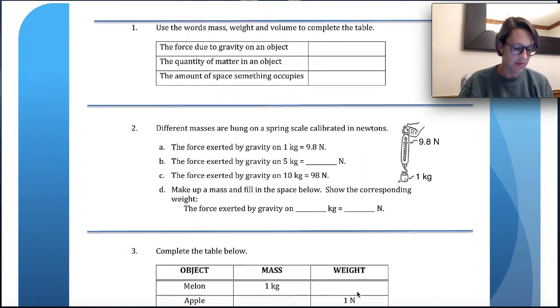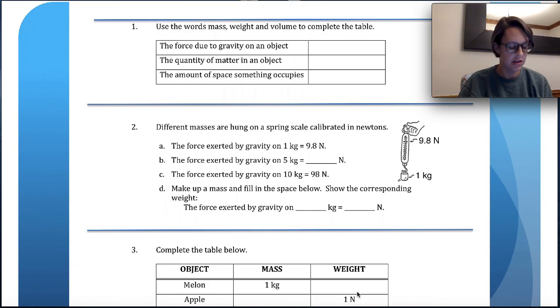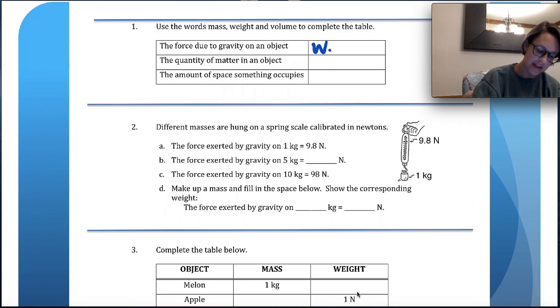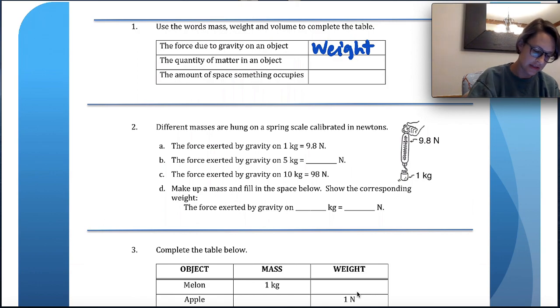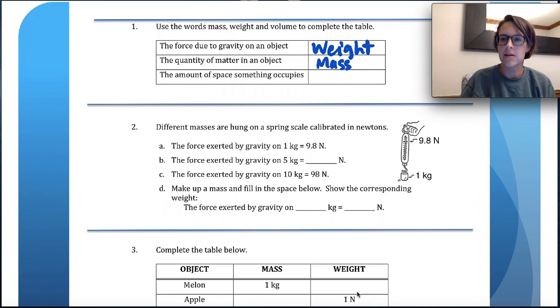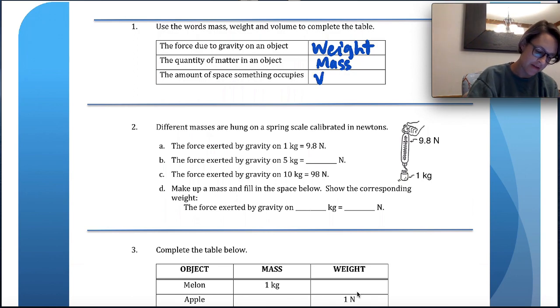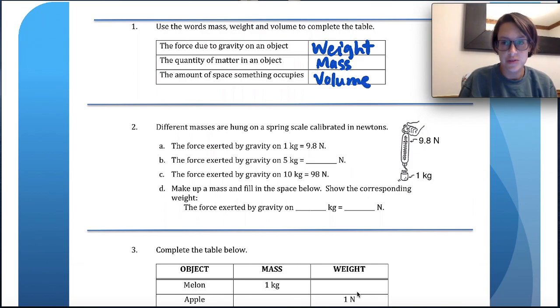All right, so let's see what we know. Do our concept development here. First little block says we want to use the words mass, weight, and volume to complete the table. So force due to gravity on an object. Well, the force caused by gravity is the weight, right? The quantity of matter in an object, or the atoms in the object, is going to be mass. And then the space that the atoms take up is going to be the volume. So again, those three are not the same, and it's important to make the distinction.